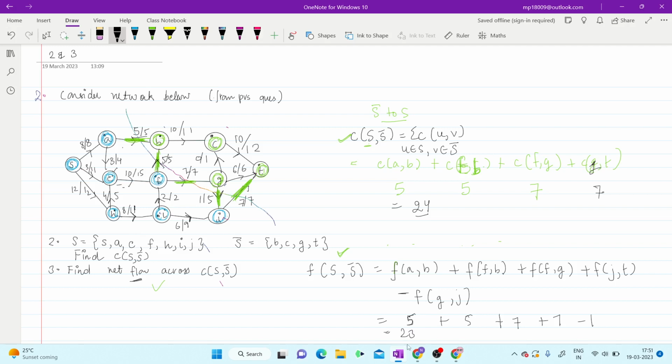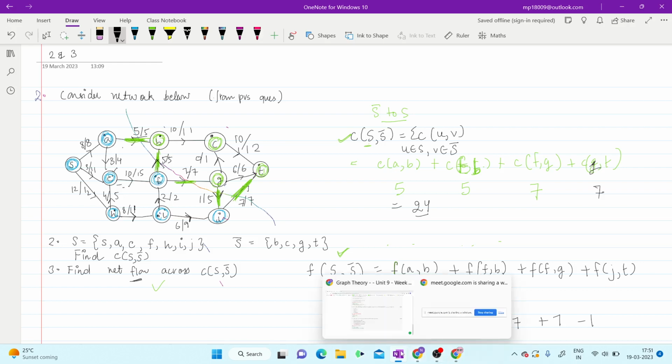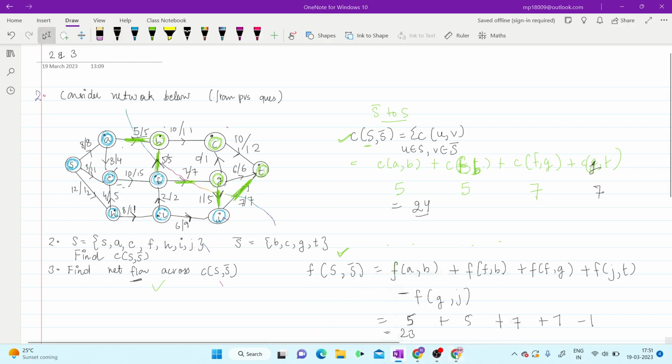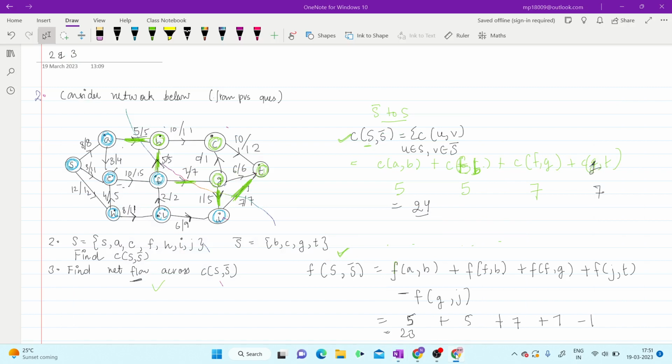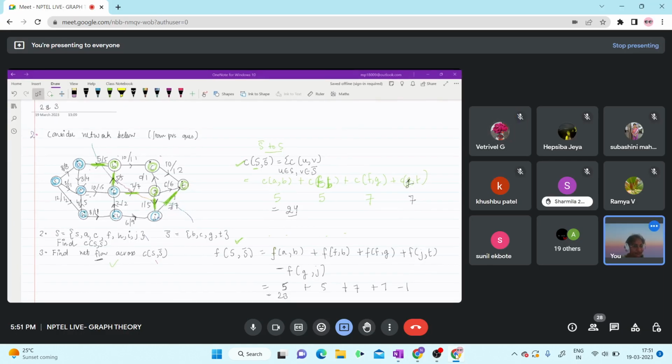Okay, so is this question clear to everybody? Net flow and capacity. Given a cut, we have to find the capacity and net flow. Is it clear with everybody? Is there any question?